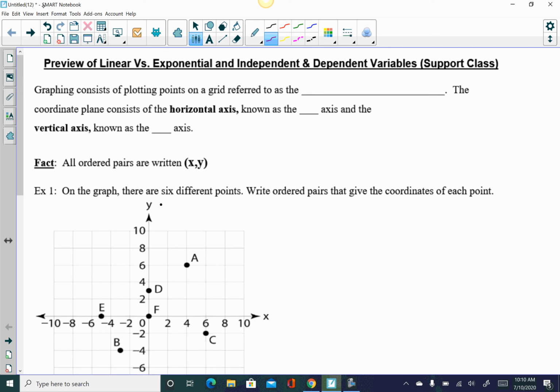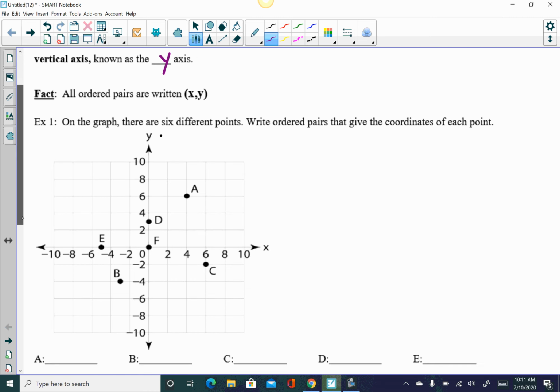All right, so graphing consists of plotting points on a grid referred to as the coordinate plane. So this grid that you see down here, this is referred to as a coordinate plane. The coordinate plane consists of the horizontal axis, which is known as the x-axis. So going across the horizontal axis is your x-axis, and the vertical axis, up and down, is known as your y-axis. It should be noted that all ordered pairs are written as x comma y, so you always pick out the x value, then the y value in parentheses.